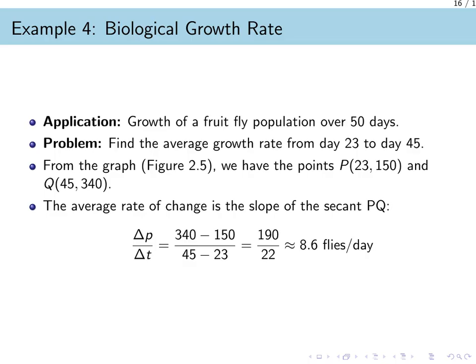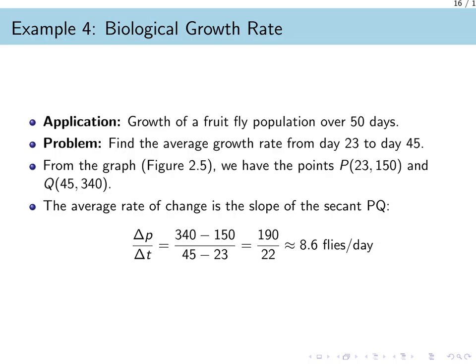Let us apply our concept of average rate of change to a real-world example: the growth of a fruit fly population. To find the average growth rate between 2 points in time, we calculate the slope of the secant line, which is a straight line connecting those 2 points on the curve. Our graph shows point P at day 23 with 150 flies, and point Q at day 45 with 340 flies.